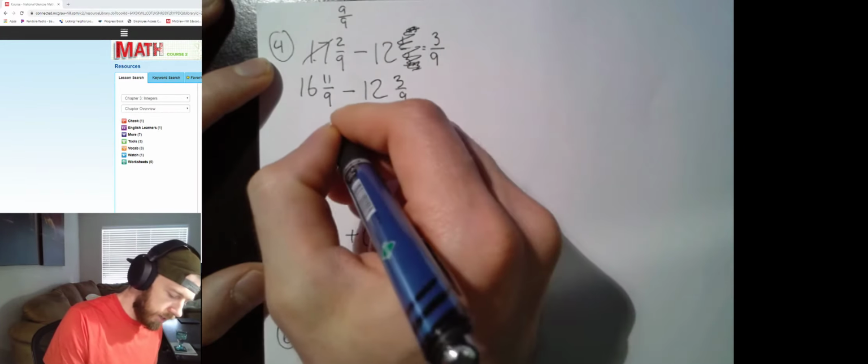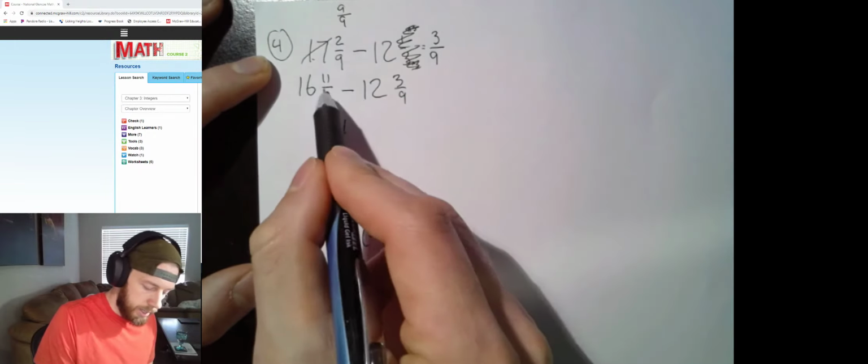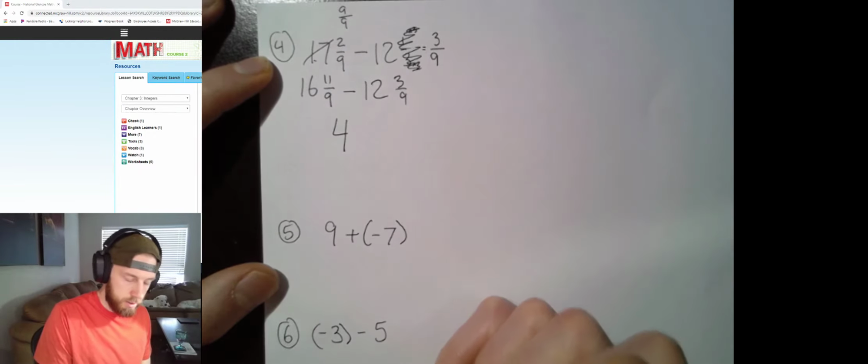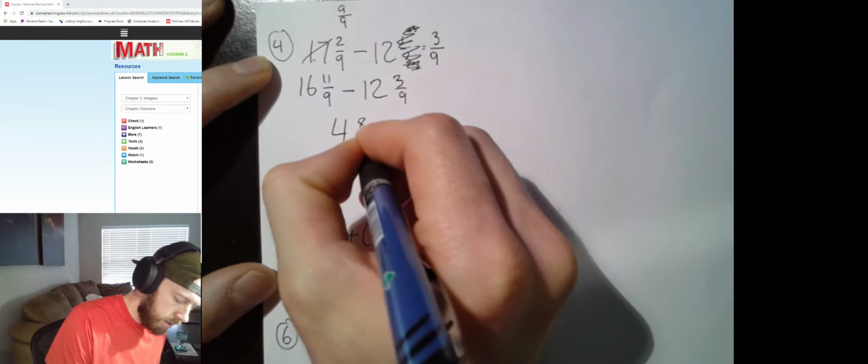So let's go ahead and do it. 16 minus 12 gives us 4. And 11/9 minus 3/9, 8/9.